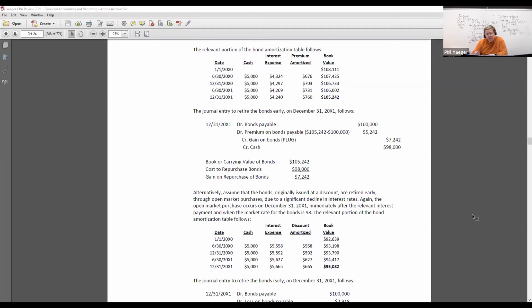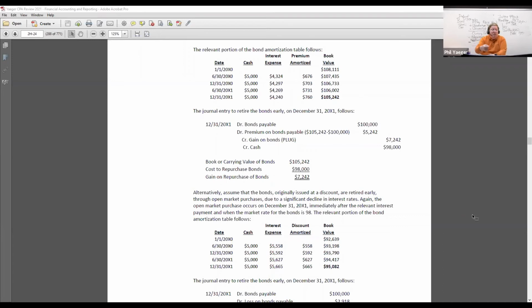Do you know why a premium is a credit balance normally? If I sell bonds at a premium, what do I have to pay you back at maturity? The face amount of the bonds. So the premium is like an extra little bonus to me, isn't it, which I never have to pay back to the bondholder. So it's really like additional income.